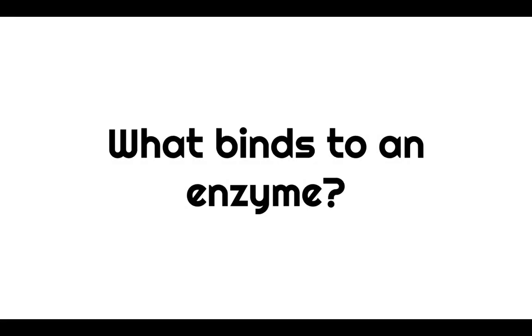What binds to an enzyme? So an enzyme speeds up chemical reactions by lowering activation energy. So you have the reactants and the products are still the same, but the reaction is going to take place faster. So a substrate binds to an enzyme. It can also be called a reactant, a starting molecule. So substrate, reactant, starting molecule binds to an enzyme. And then, of course, the enzyme releases the product.